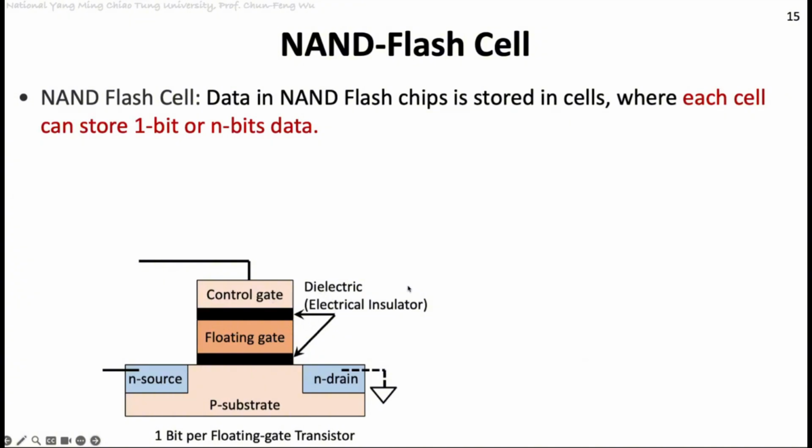Dielectric in Chinese is called 电介质, and you can think of it as a kind of electrical insulator, a special type of insulator, which is called 绝缘体. Because there are 2 insulators here, if you store electrons inside this floating gate, the electrons cannot go outside from the floating gate, right? Because this is the insulator. So the electrons will be retained inside this floating gate.